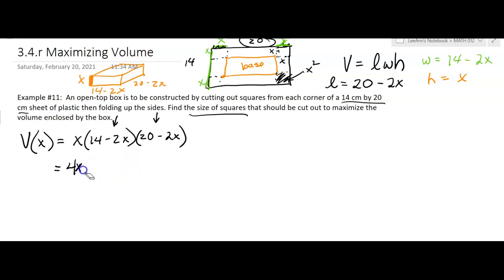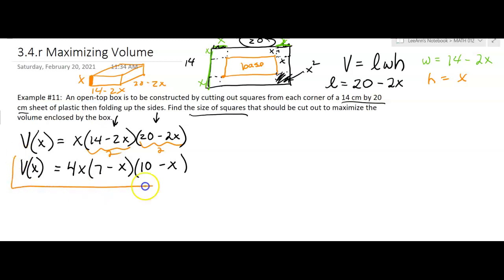This is important because this is the big equation that we want. So the volume in terms of x, if I factor out common factors, is 4x times 7 minus x times 10 minus x. I factored out a 2 from there, and a 2 from there. 2 times 2 is 4, so I wanted to write it this way. I don't have to do that, I just thought it would be easier.